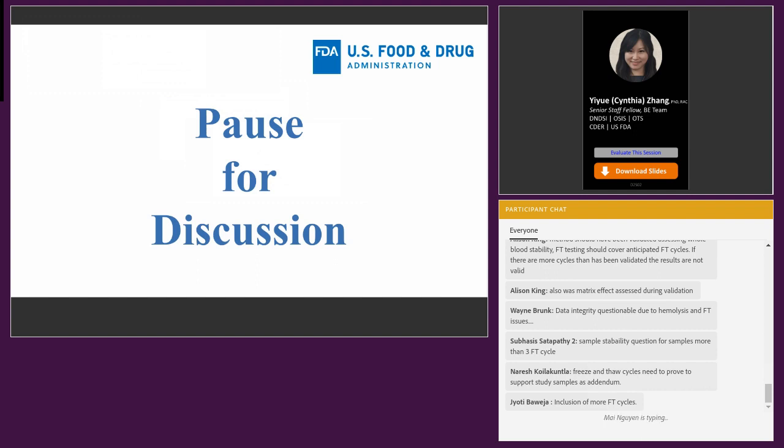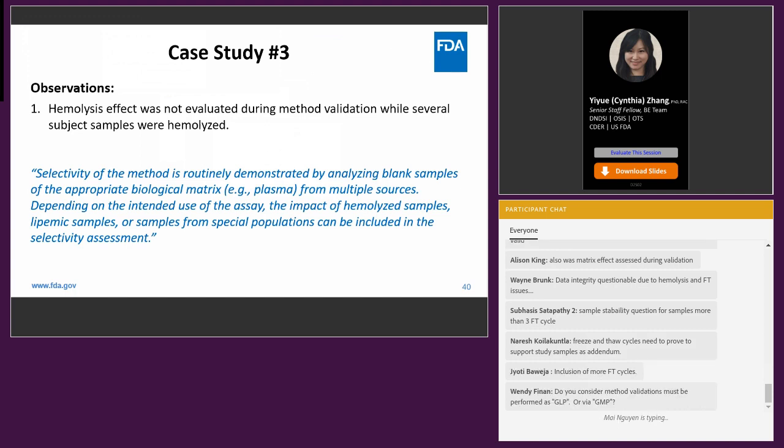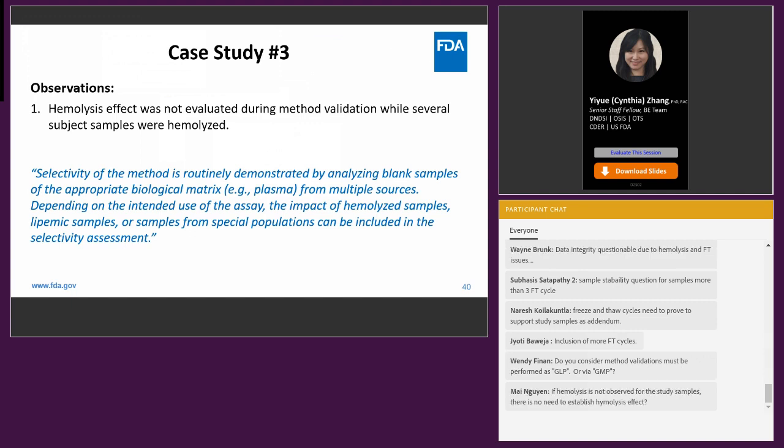All right, let's resume. The first observation is that hemolysis effect was not evaluated during method validation, while several subject samples were hemolyzed.